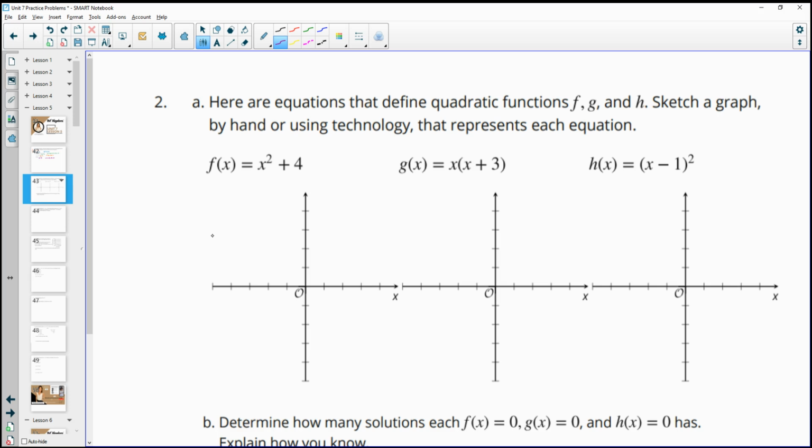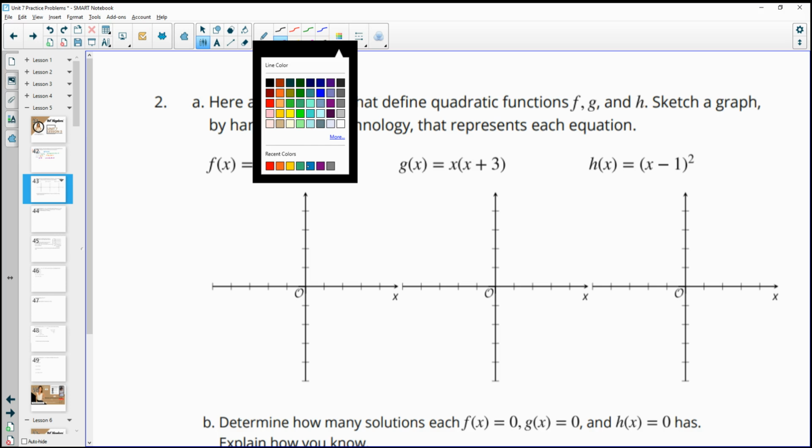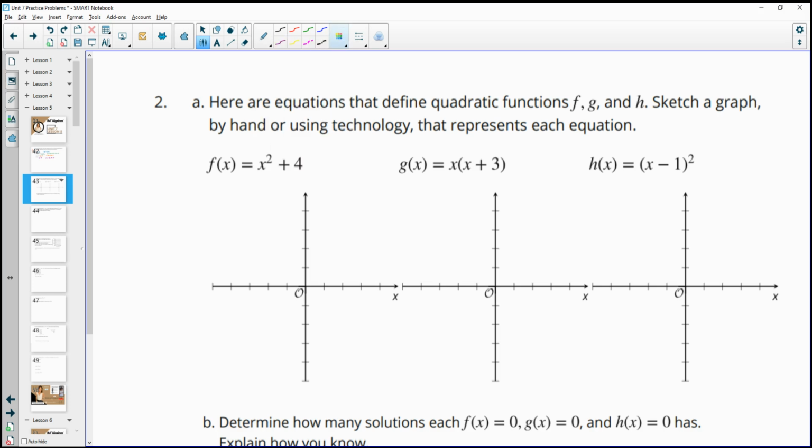Number 2, here are equations that define quadratic functions, f, g, and h. Sketch a graph by hand or using technology that represents each equation. So if you're not sure how to graph these without a calculator or Desmos, go ahead and graph them there so that you can see. But x squared plus 4, I know just moves the graph up 4 units. And I know that a quadratic and x squared looks like this. So this time I know it's just going to move up 4 units.